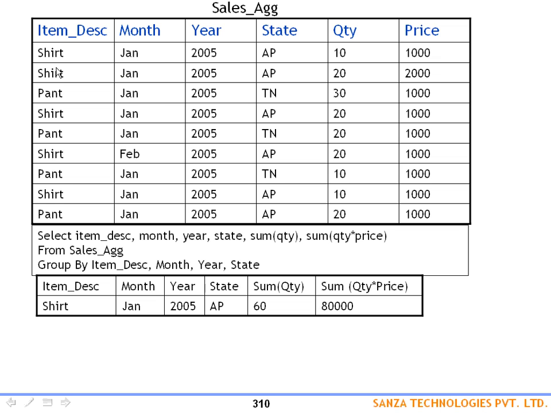Group by on item description: shirt January 2005 AP, shirt January 2005 AP, shirt January 2005 AP, shirt February, no, shirt January 2005 AP. So based on the same data columns, the same record with the same combination. Aggregation is that same combination of records. Take the sum of quantity and sum of quantity into price.